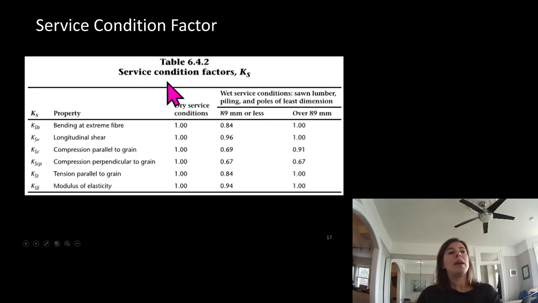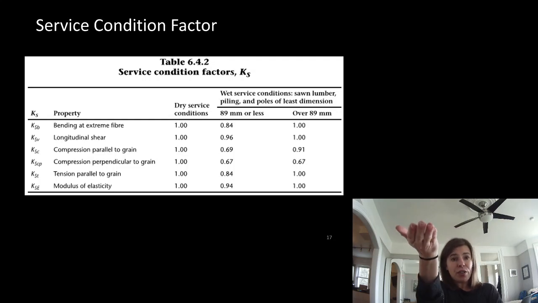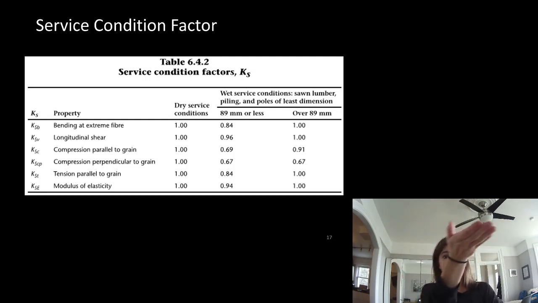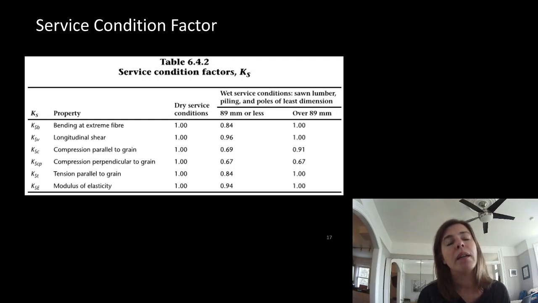Service condition. If it is a dry service condition, 1. So that is basically anything inside an envelope. If it's outside an envelope, we have to consider that it's wet. Even a soffit on the underside of a ceiling, so a front entryway that has a soffit, we would still say rain could splash under there and get it wet. Decks, definitely wet.